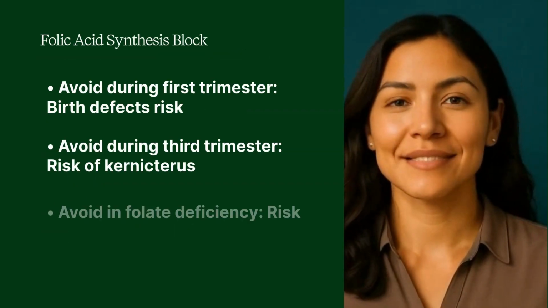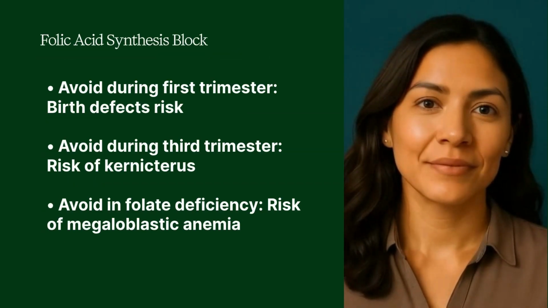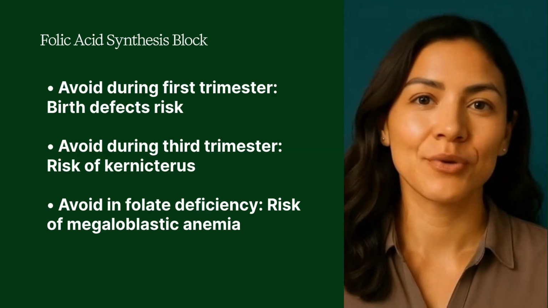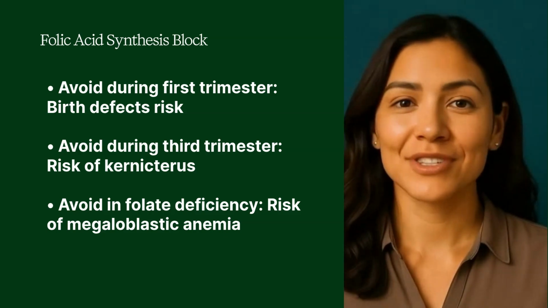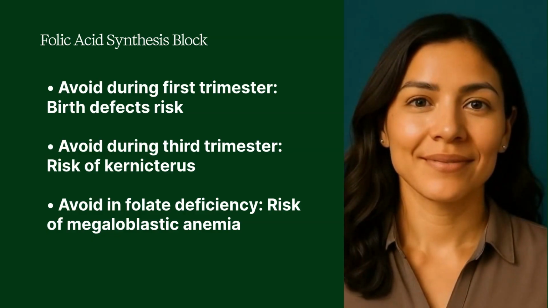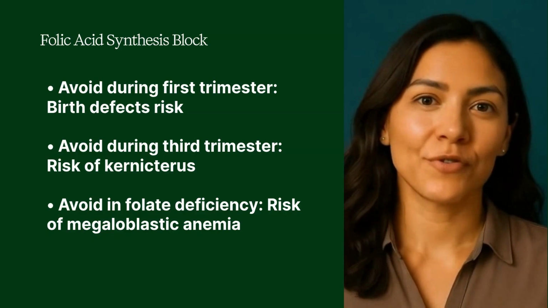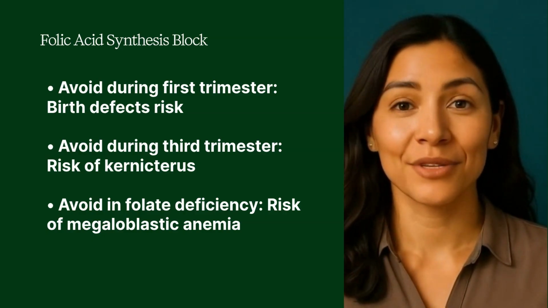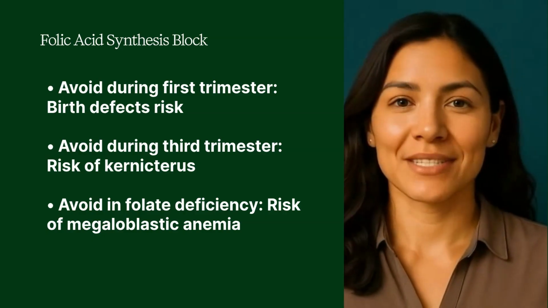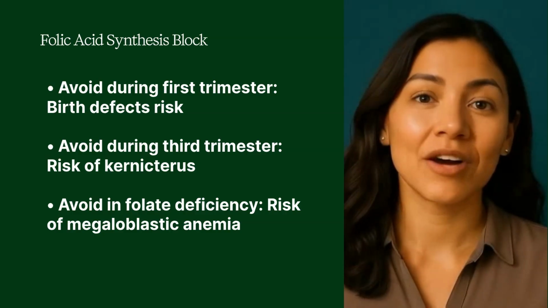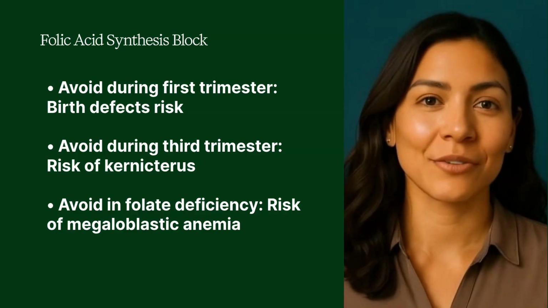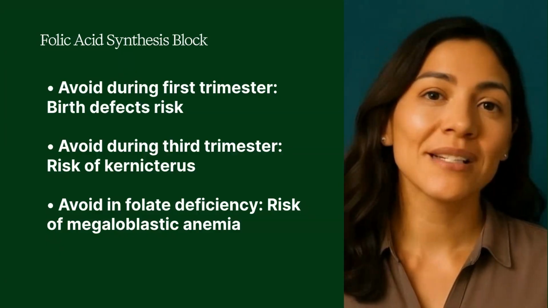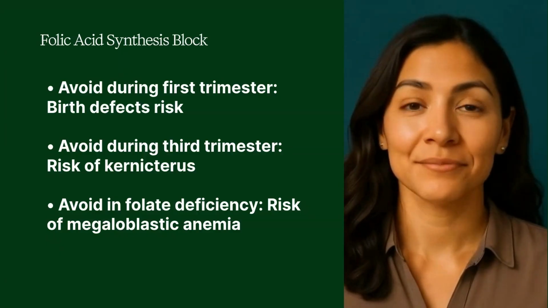F is for folic acid synthesis block and folate deficiency. Remember how these drugs block folic acid synthesis? This is why the class is generally avoided during pregnancy, especially during the first and third trimesters. First trimester. Folic acid is crucial for fetal development. Blocking it increases the risk of birth defects and megaloblastic anemia in the mother and fetus. Third trimester. Using the drug late in pregnancy can cause a serious condition in the newborn called kernicterus. This is where high levels of unconjugated bilirubin accumulate, which can cross into the brain and cause permanent brain damage.